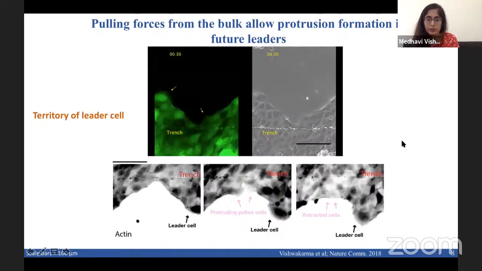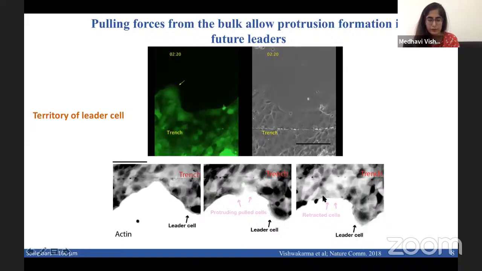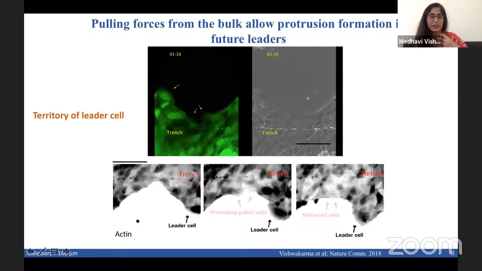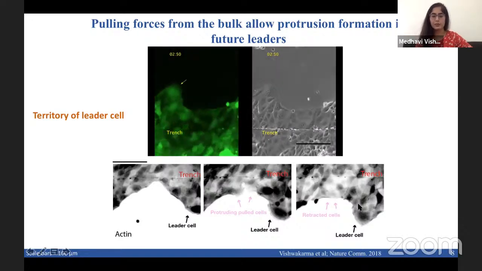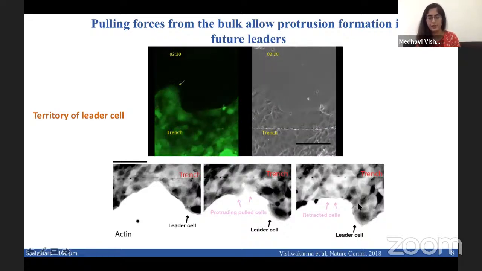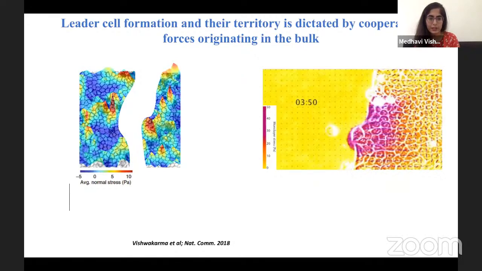But what we were puzzled by is this retraction of the protrusion. We thought this is happening because there is an existing leader, and that leader has a territory of guidance. So it has a territory: it's my territory, and nobody can be a leader in this region now. So this is actually determined by forces again.